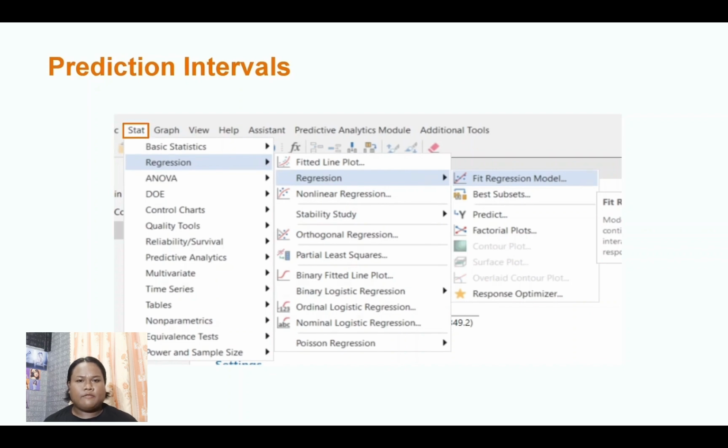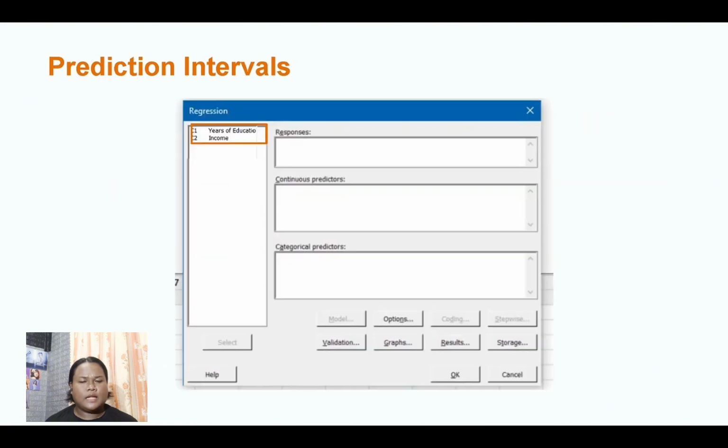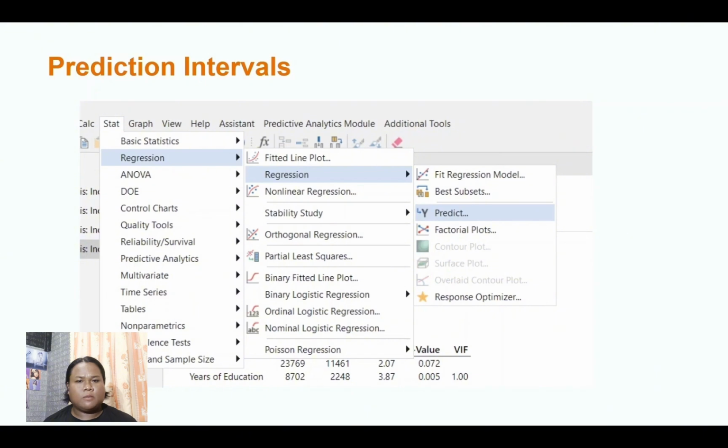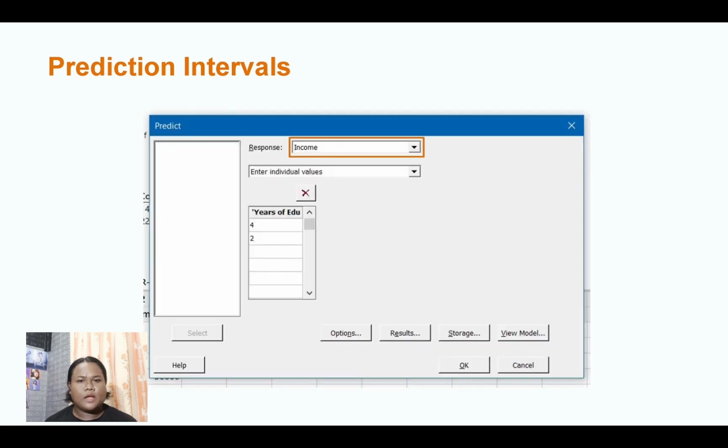We begin the process of finding a prediction interval using Minitab by entering the data. We do this by entering the names of our variables in the columns and entering our values in the rows. We then go to the Stat option on the ribbon. Next, we select Regression and then Fit Regression Model. We put income in the responses box by double-clicking it, and then we put years of education in the continuous predictors box and select OK. After clicking the OK button, a regression equation will appear above our data.